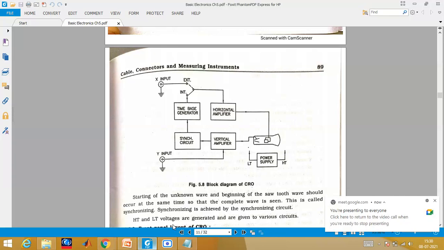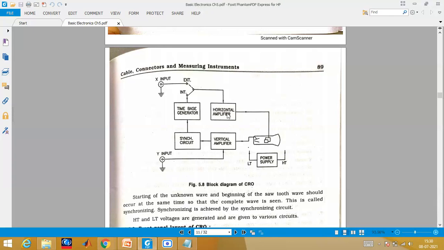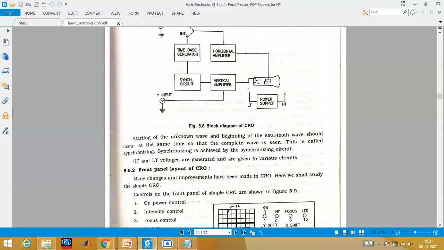Okay, in a simple way, as I explained through the PPT also, the main important parts are the horizontal amplifier, vertical amplifier, external signal, internal signal, same thing. Here it is also there. So you can see this block diagram.